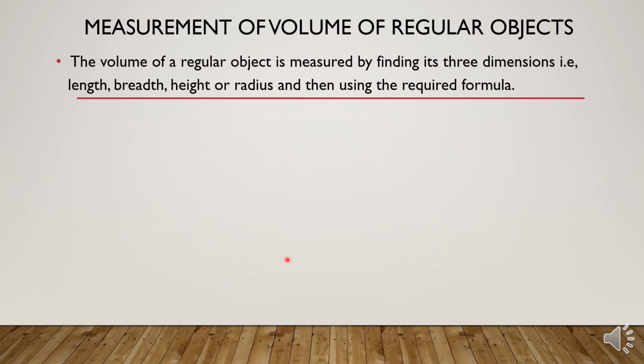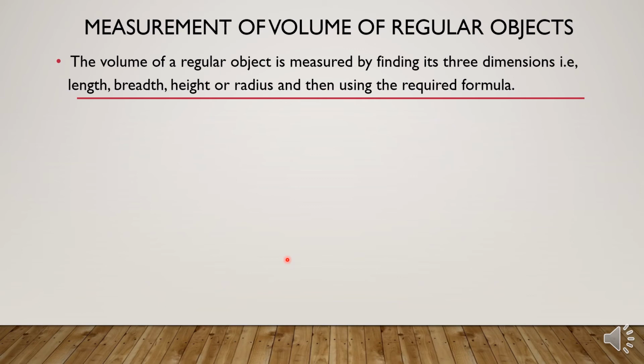Here we start with measurement of volume of regular objects. Okay children, I have told you what we mean by volume. What is the SI unit of volume? We need to measure smaller things, so what are their units? If we need to convert from meter cube to centimeter cube, centimeter cube into ml, and meter cube into liter, these relationships I have also told you. Now these are about liquids, or we can measure the volume of objects.